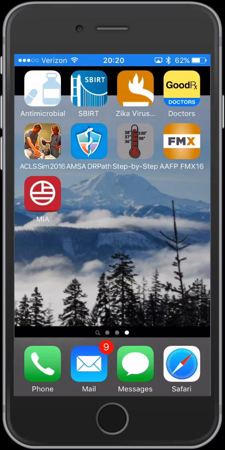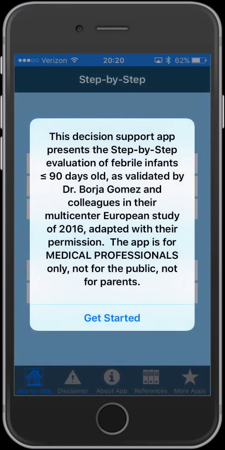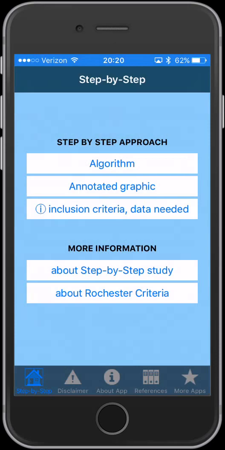Today, we're going to be taking a look at the latest app by Dr. Joshua Steinberg called Step by Step Febrile Infant. This app uses a recent article published in the journal Pediatrics that evaluated a new algorithm for the evaluation of infants less than 90 days old for invasive bacterial infection or sepsis. This algorithm was called Step by Step and was shown to be superior to the more traditionally used Rochester criteria or a lab-based criteria. Let's take a look at this app.